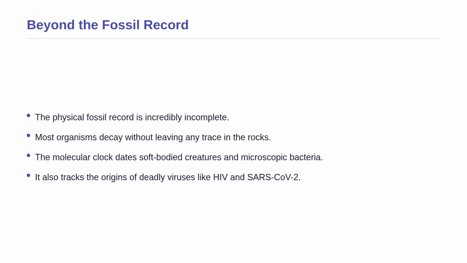Understanding this genetic mechanism naturally leads us to ask why we even need a molecular clock when we can just dig up fossils. The truth is that the physical fossil record is incredibly incomplete. Most organisms decay entirely without leaving any trace behind in the rocks. The molecular clock fills in these massive gaps. It allows us to date evolutionary events for soft-bodied creatures, microscopic bacteria, or species living in environments where fossils simply do not form. In the real world, epidemiologists even use this tool to track the origins of deadly viruses like HIV or SARS-CoV-2, helping us understand when a disease jumped from animals to humans.